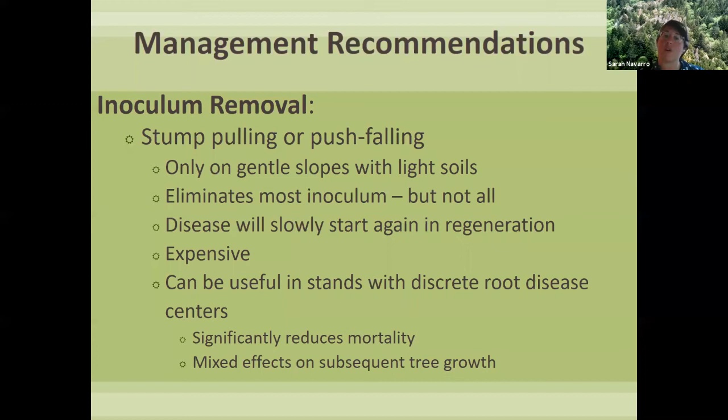It can only be done on gentle slopes with light soils. It does eliminate most inoculum, but not all. The disease will slowly start up again because you'll never be able to get 100% of that root ball out of the soil. There'll still be some fine roots in there that will still hold on to some of that fungus, but you will greatly reduce the amount of fungus that is in your stand. And then be careful with stands with discrete root rot centers.